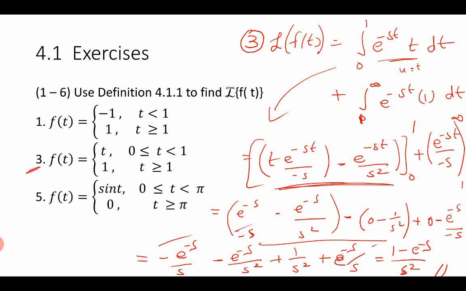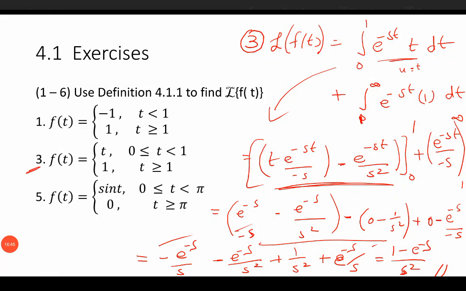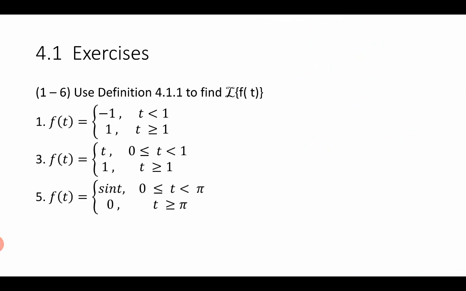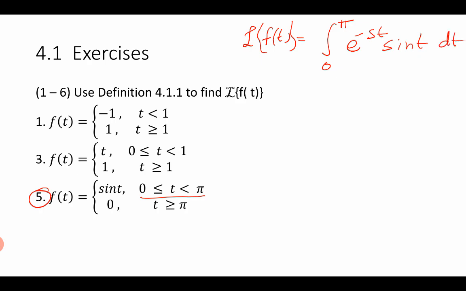Now, of course, I will solve problem number 5 as well. Problem number 5, f of t is sin t in the interval 0 to pi, and the second term is 0. So obviously only one part of the integration limit. Laplace of f of t is equal to integral, the limit is 0 to pi, and pi to infinity it will be 0. So this is e raised to minus st sin t dt, and the second integral will be 0 because the function is 0 there.